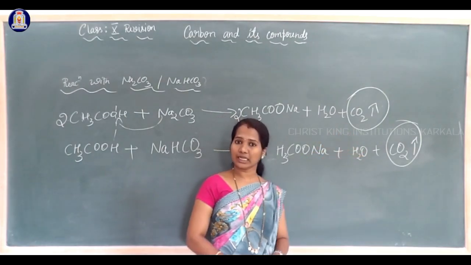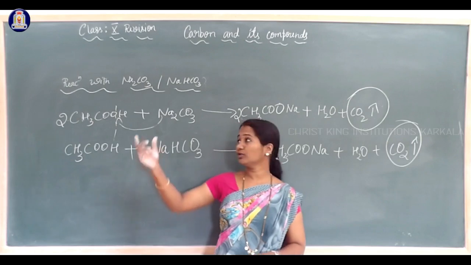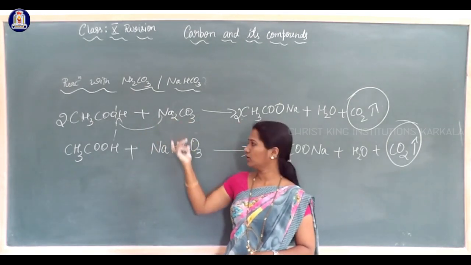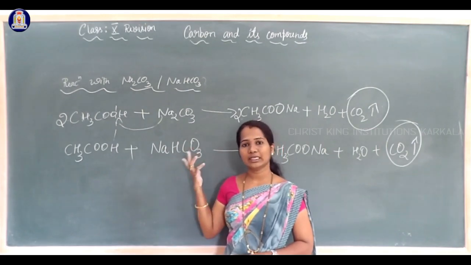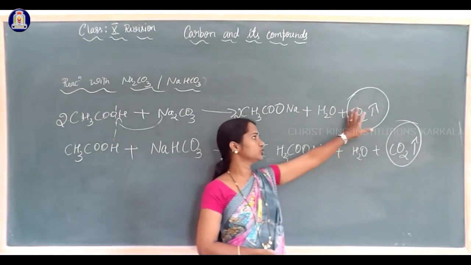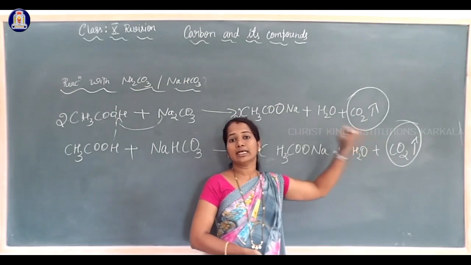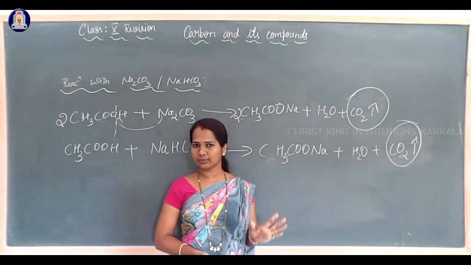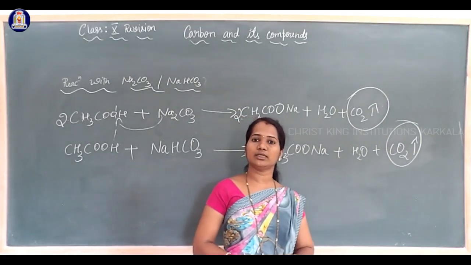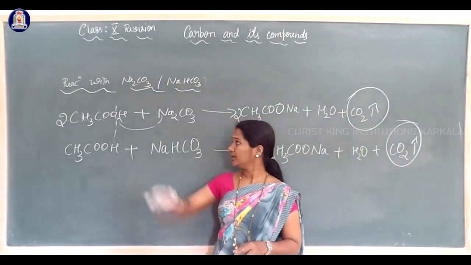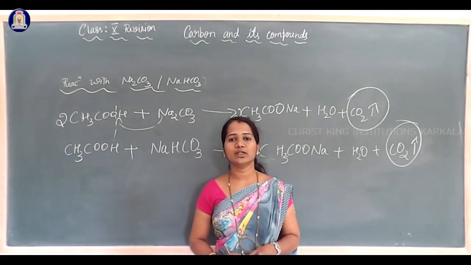But when ethanol is made to react with sodium carbonate or sodium hydrogen carbonate, it is impossible to get carbon dioxide gas. Carbon dioxide gas is not liberated. So this is the experimental test. Experimentally, we can differentiate ethanol as well as ethanoic acid.